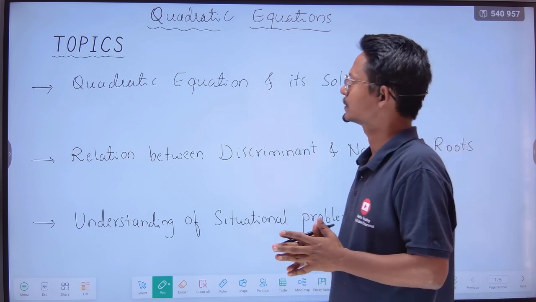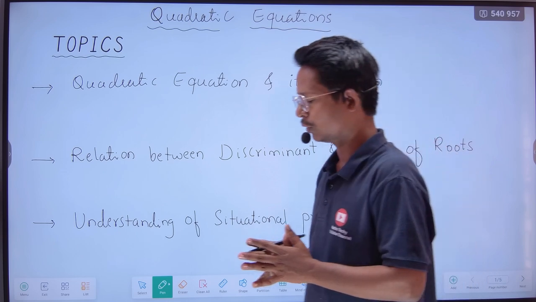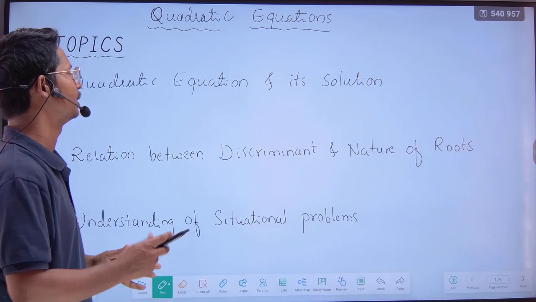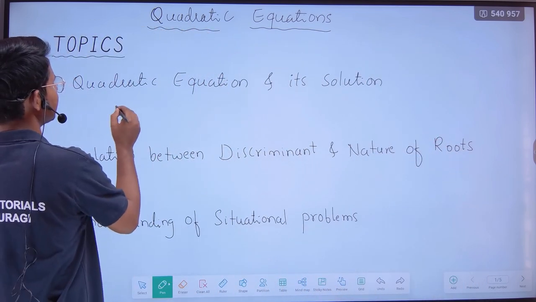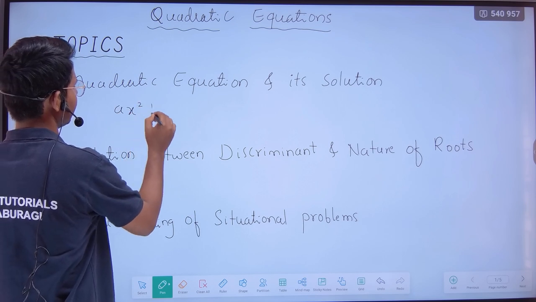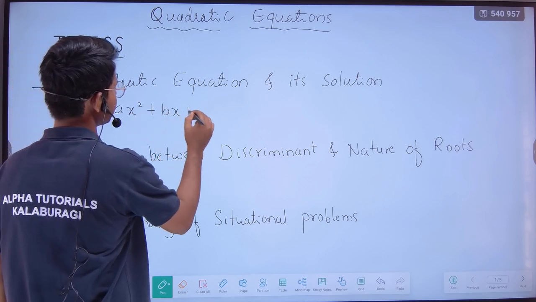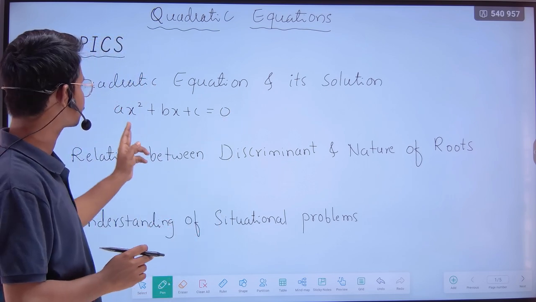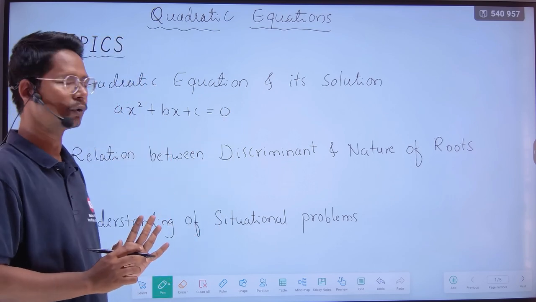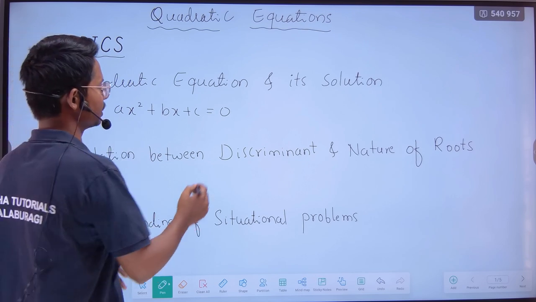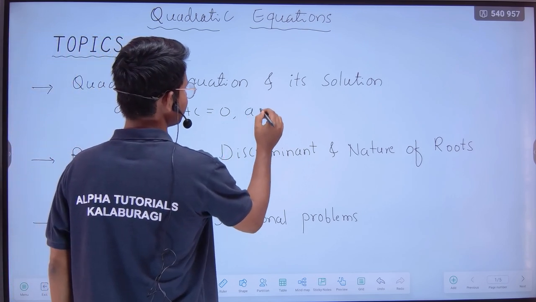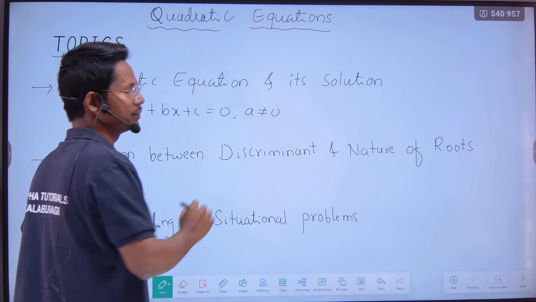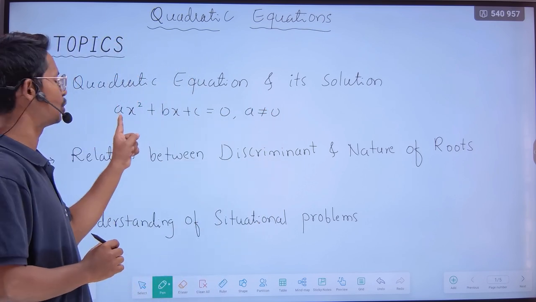So what is a quadratic equation? How do you define a quadratic equation? An equation in the form ax square plus bx plus c equal to 0 is called a quadratic equation. The condition is that a should not be equal to 0.